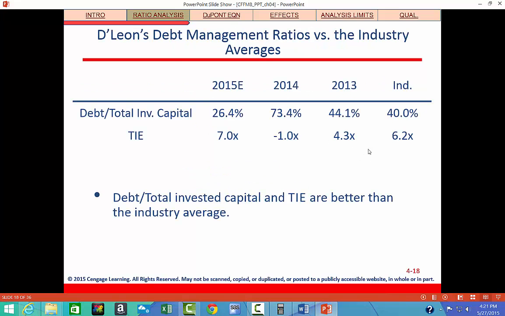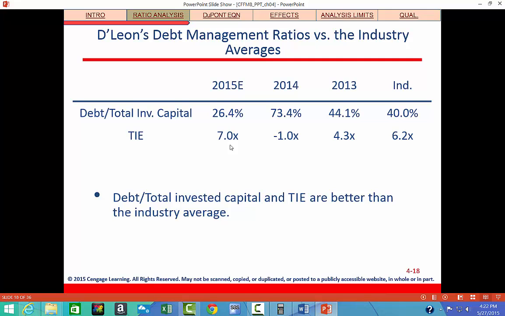And so if we look at the industry average is 40% and the 2015 estimate was 26.4%. So they actually have less debt than the industry. Also, when we were looking at this in the beginning, we saw that they basically issued a lot of common equity and they paid off their debt by issuing that common equity. They could actually have more debt as a part of their capital structure if they wanted to, but as it is, they kind of have a better debt to capital ratio than the industry.